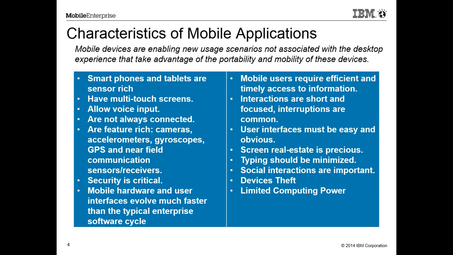Why is that? Probably, what we feel is because of the context. With mobile, you get context using cameras, gyroscopes, GPS, NFC, accelerometers.